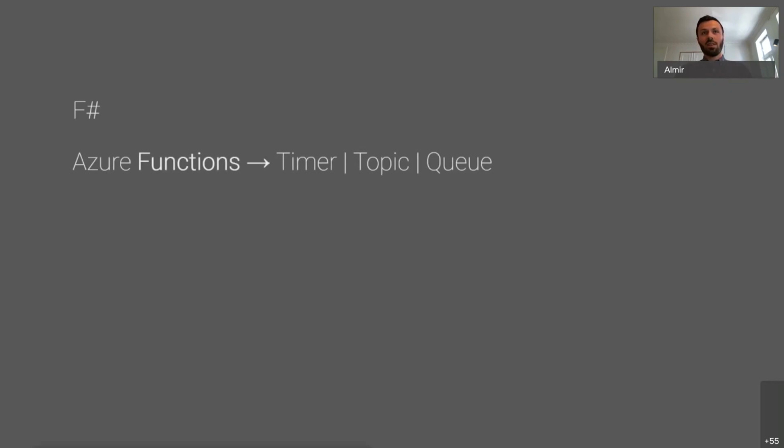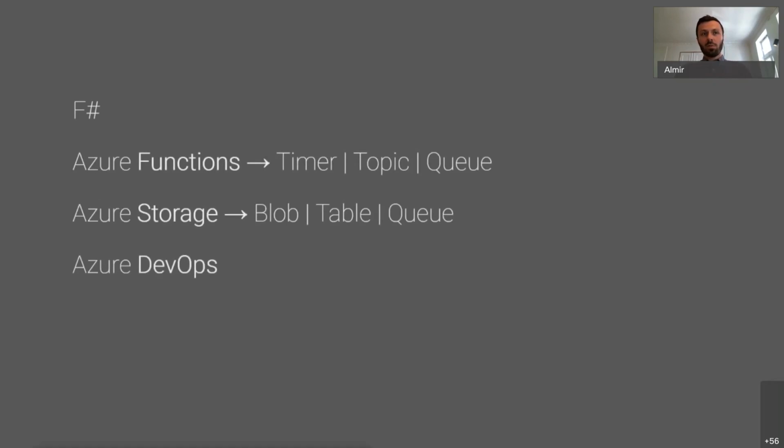So if we list the technical stack for the system, as the title suggests, F# all the way. Azure Functions all the way. We used many of the bindings and triggers. We used Azure Storage, all the variants, so blob, table, and queue. Azure DevOps for build and deploy, and Expecto for testing. So yeah, that's your equivalent of NUnit, XUnit frameworks.